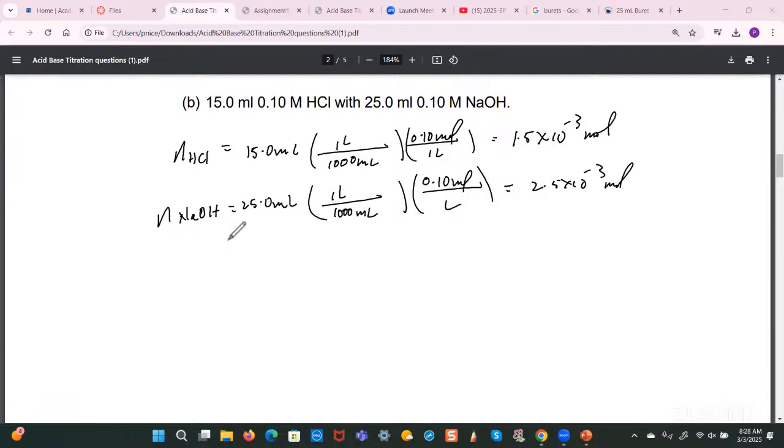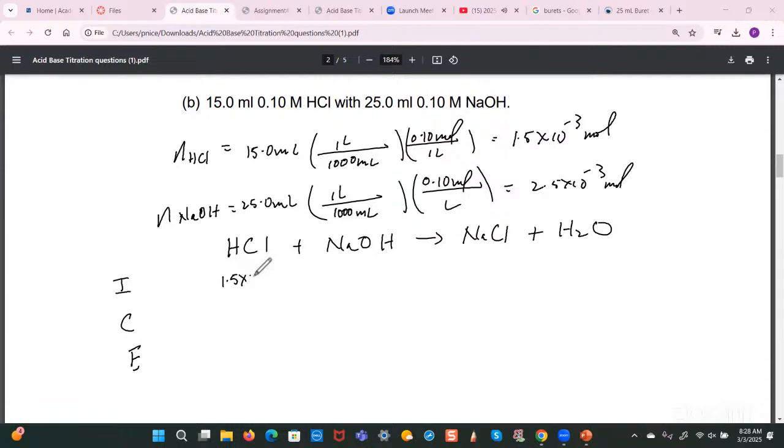Okay, so the equation is HCl plus NaOH to give NaCl plus H2O, all right? Next step. ICE table, okay, so ICE. So what would we put in the initial row? 1.5 times 10 to the minus 3 mole for HCl, 1.5 times 10 to the minus 3 for the acid, and 2.5 times 10 to the minus 3 for the base, 0 for the sodium chloride, and we don't need to concern ourselves with water.